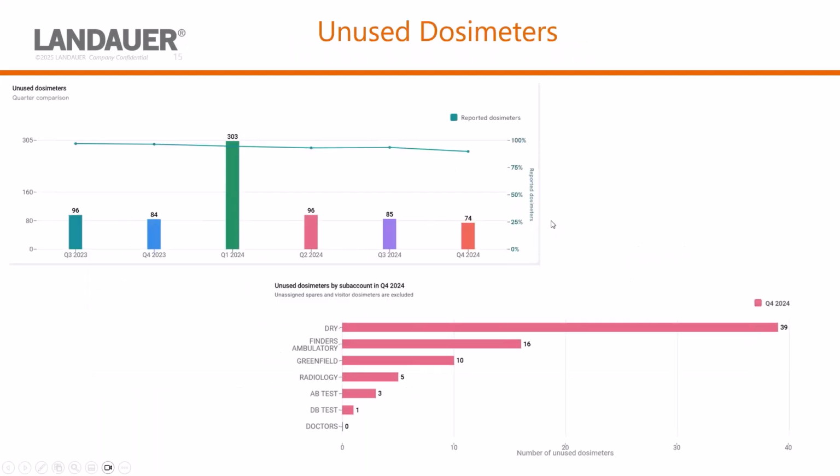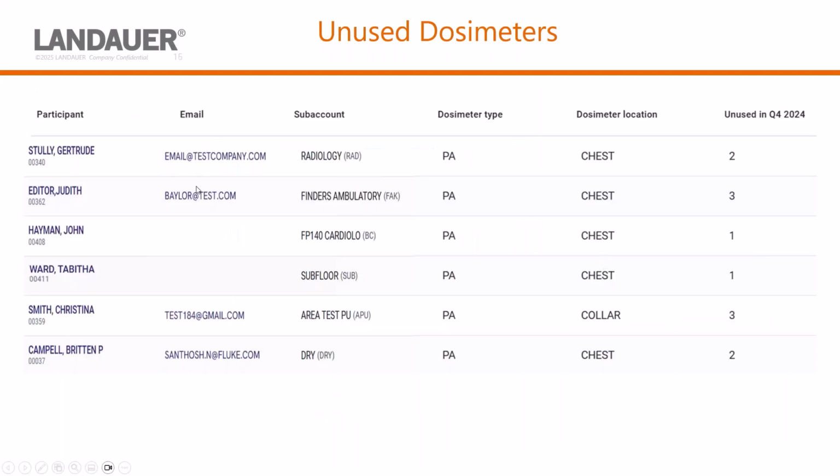Okay. So unused dosimeters, no changes here. It's not showing, but you have the quarter, the year, you have this confidence level. These are showing your unused dosimeters by sub-account. And then this is the bottom portion. You still have this email functionality.